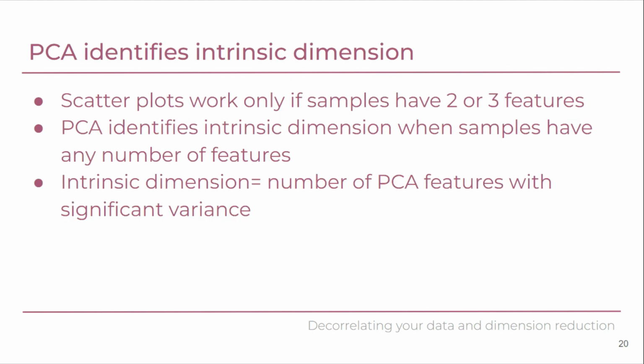But scatter plots are only possible if there are 3 features or less. So how can the intrinsic dimension be identified, even if there are many features? This is where PCA is really helpful. The intrinsic dimension can be identified by counting the PCA features that have high variance. To see how, let's see what happens when PCA is applied to the dataset of versicolor samples.